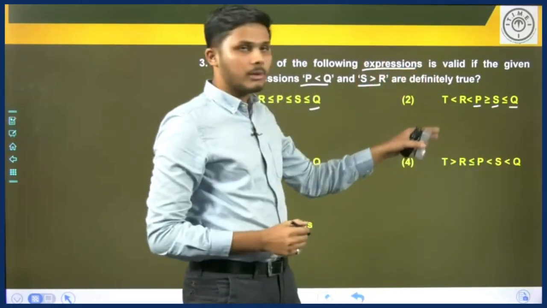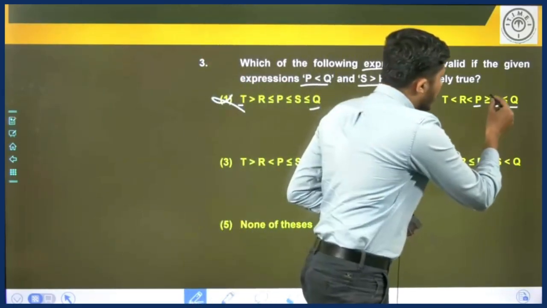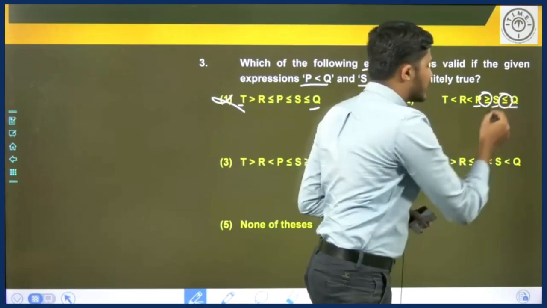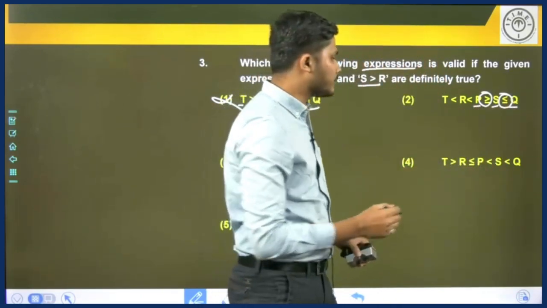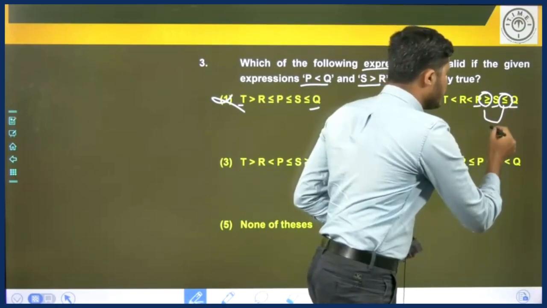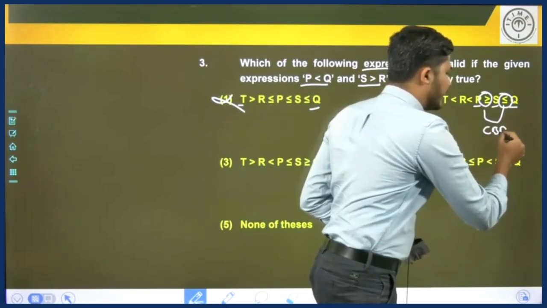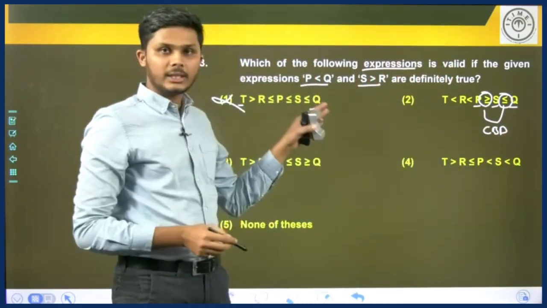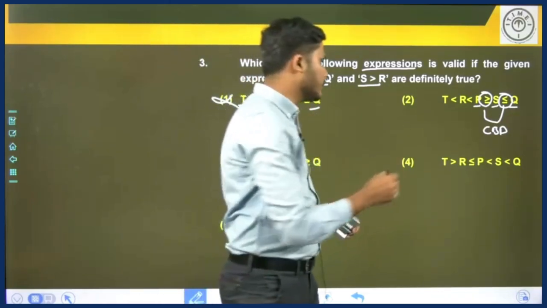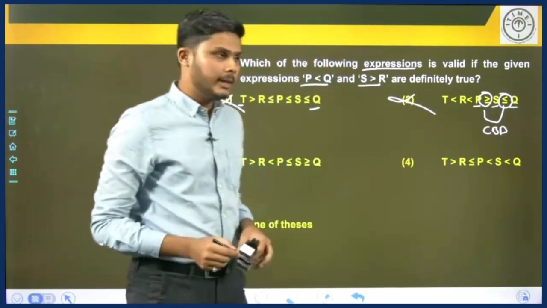So, let us check the relation between P and Q. As the symbols are opposite, which is greater than or equal to and less than or equal to, the end result cannot be determined. Hence, the first condition does not follow. So, we do not check for the second condition. So, option 2 is eliminated.